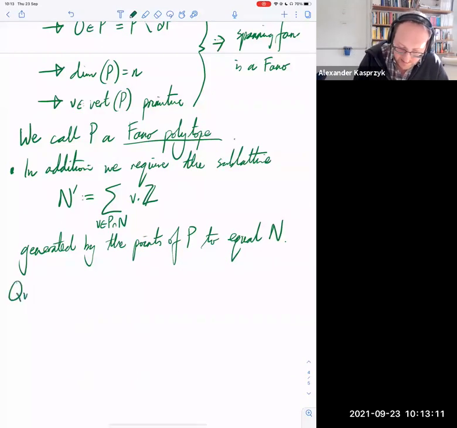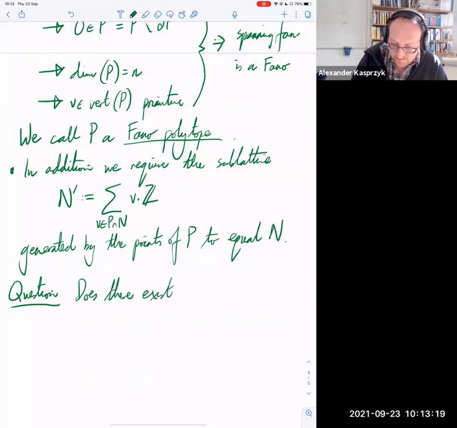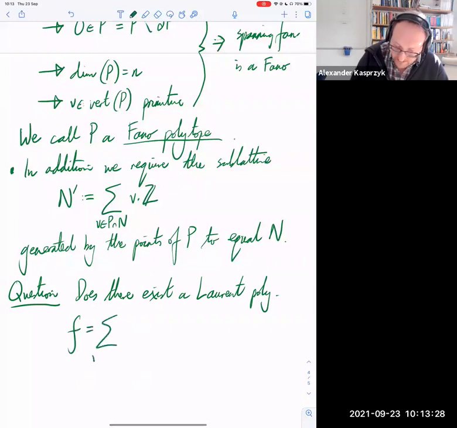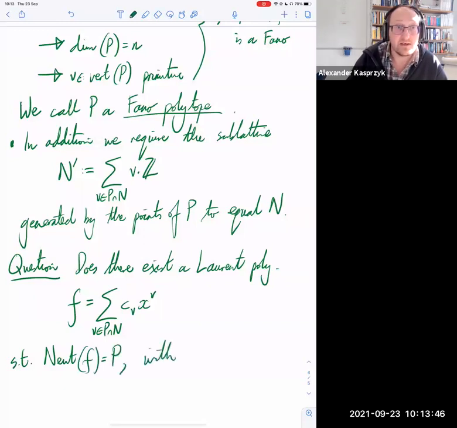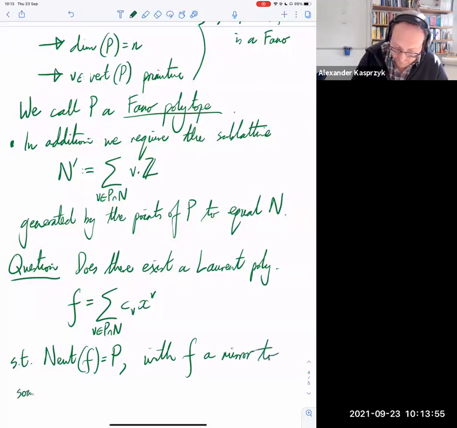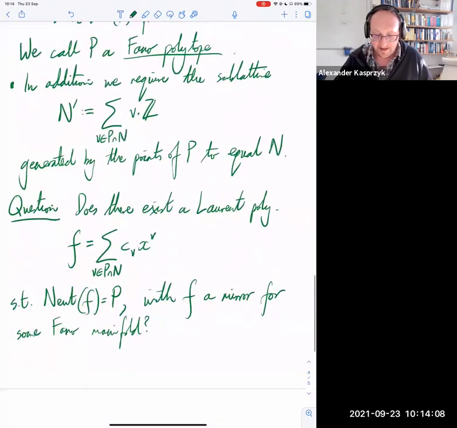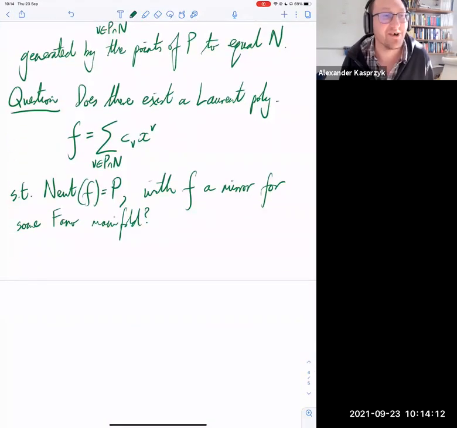Okay. And so I guess our question would be, does there exist a Laurent polynomial, let's call it F, given by some choice of coefficients for each of the points of V, with Newton polytope equal to P, such that F is a mirror to some Fano manifold? Okay, so this is the question we want to try and answer somehow. I'm not claiming that I can actually answer this question, incidentally, but we can make a little bit of progress towards answering this question.